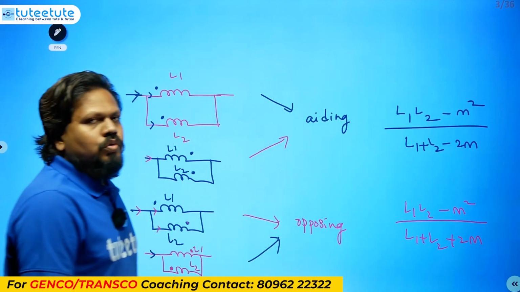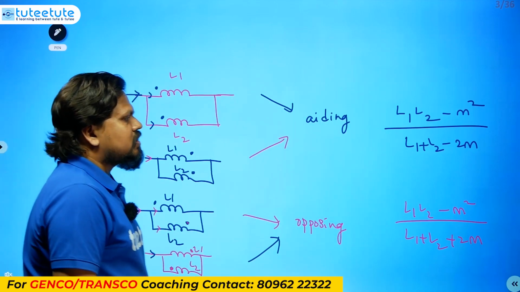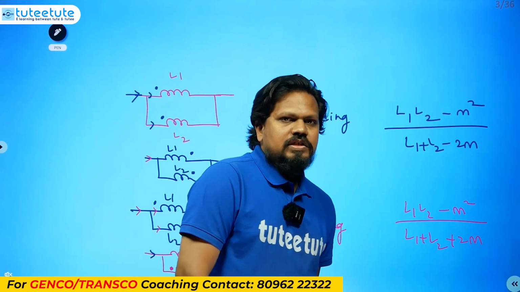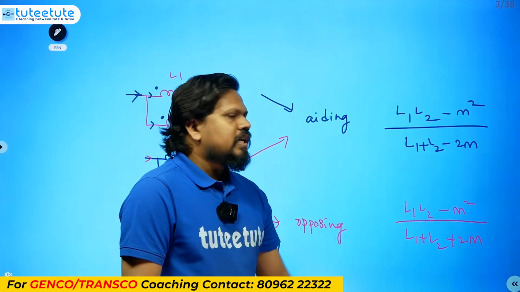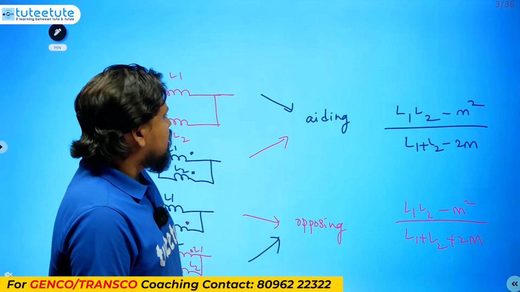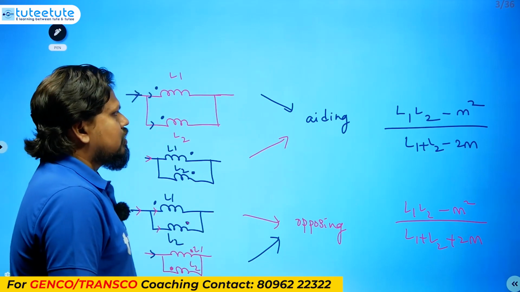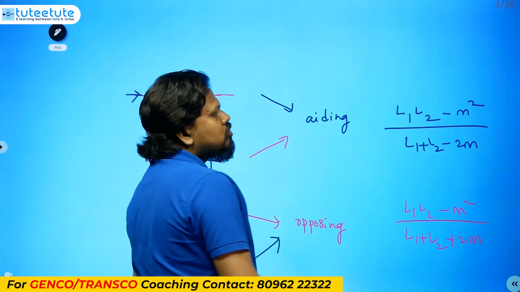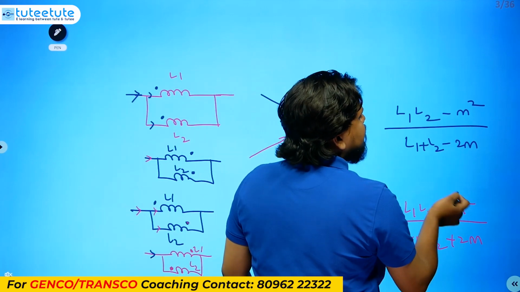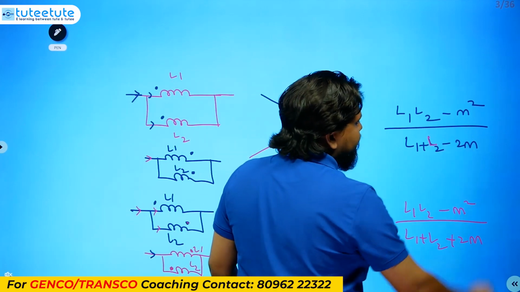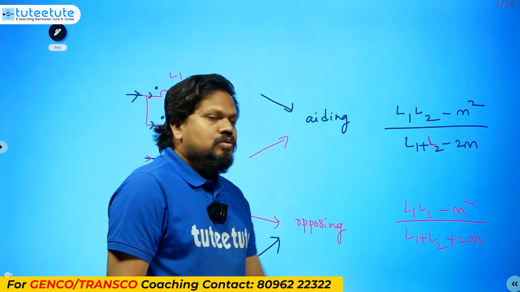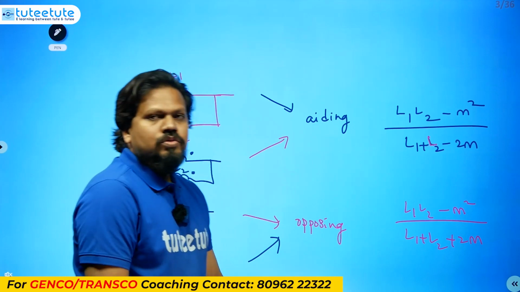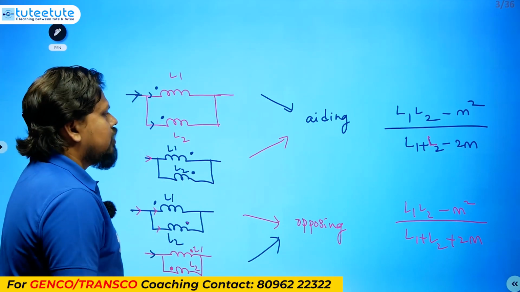So these are the two formulas. How do you remember this one? The numerator is always the same for the parallel connection: L1 L2 minus m square. In the denominator, if it is an aiding connection, more value should be there, that's why in the denominator there is a smaller value: L1 plus L2 minus 2m here, and L1 plus L2 plus 2m there. So like this we have to understand.